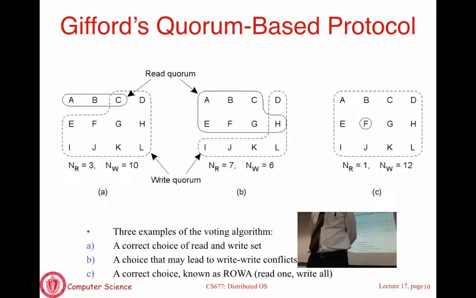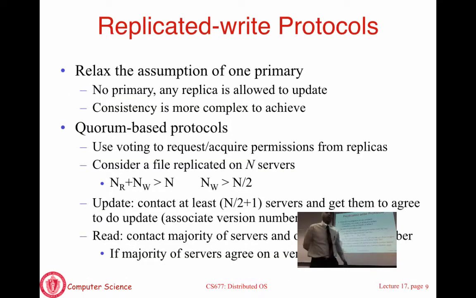Is that clear? I didn't implicitly say that NR has to be smaller than NW here. But if you don't pick that, you are not going to succeed in processing reads, but reads are not going to give you anything bad either. Any other questions here?